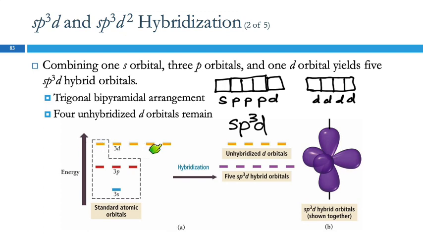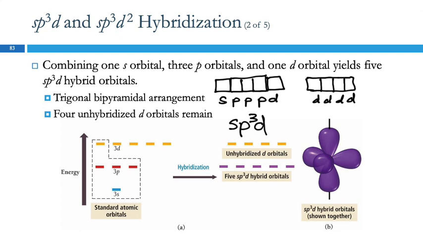So here's the d orbitals, the p, and the s, and so we're going to take the s and 3 of the p's and 1 of the d's. You can't take an s and 1 or 2 of the p's and skip to the d, because that doesn't work in remodeling the hotel, right? You have to take them in order. So we end up here with 5 hybrid orbitals and 4 unhybridized that are left over.